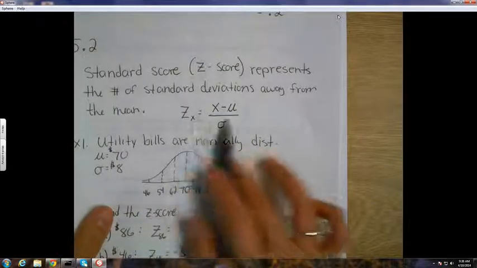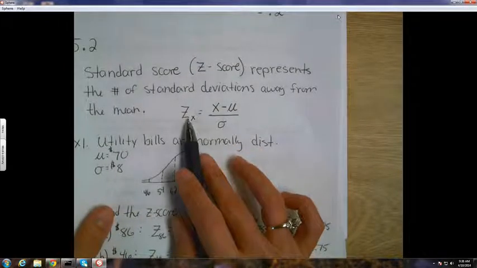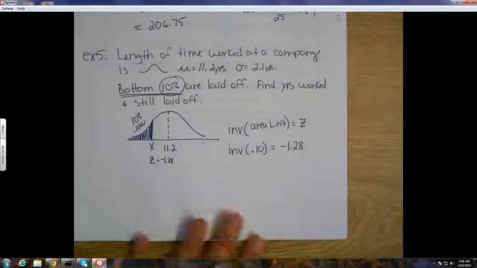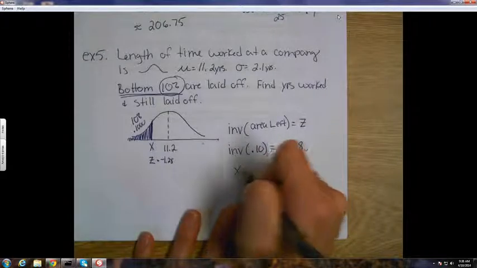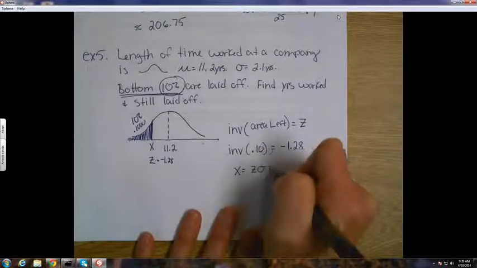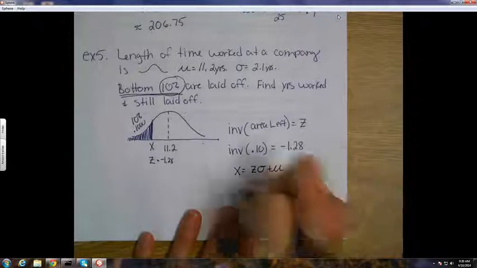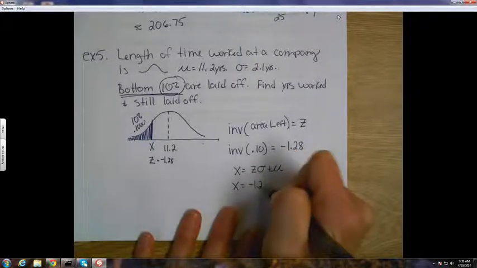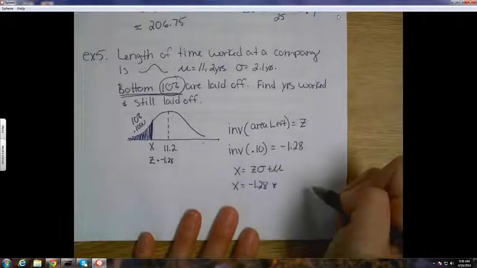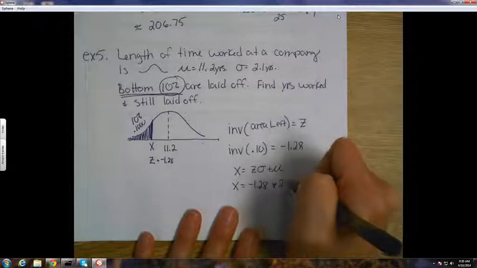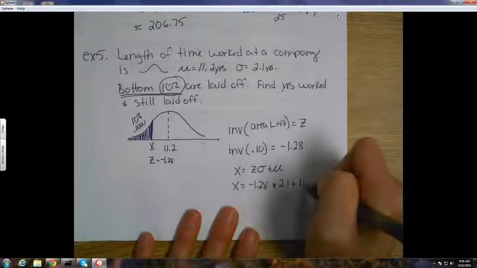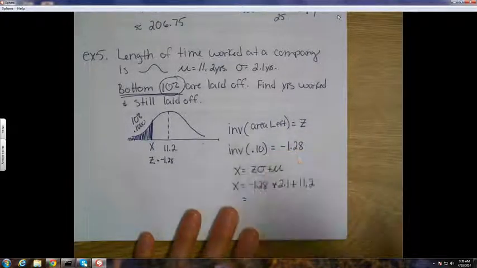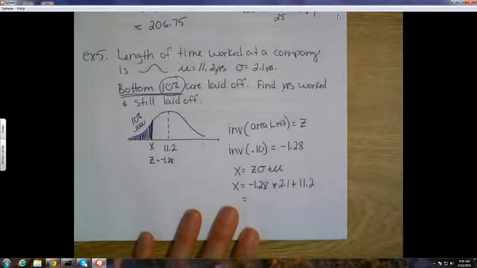Do you remember this? So we're going to multiply by the standard deviation and then add on the mean. So that formula works backwards. I'll write it down again. Z-score times standard deviation plus the mean. So our x value here would be negative 1.28 times the standard deviation of 2.1 plus the mean of 11.2. So how many years did you work there and still get laid off, or what's the border there? Cutoff.